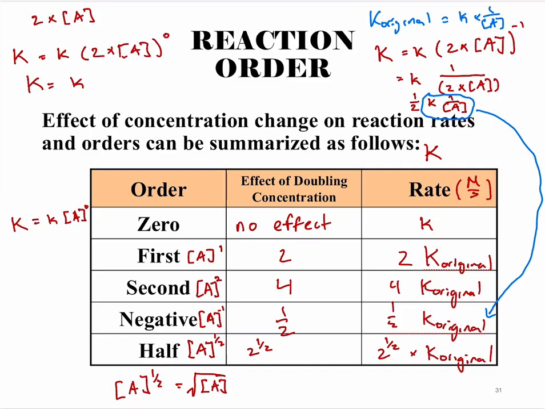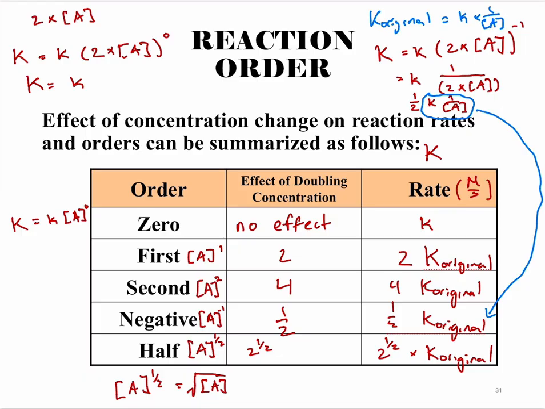All right, so these are just what happens if we double the concentration. You could do the exact same thing if you triple it, quadruple it. The only thing that changes is instead of a 2 raised to the power of whatever, it's going to be whatever you're changing the concentration by. All right, any questions on that?